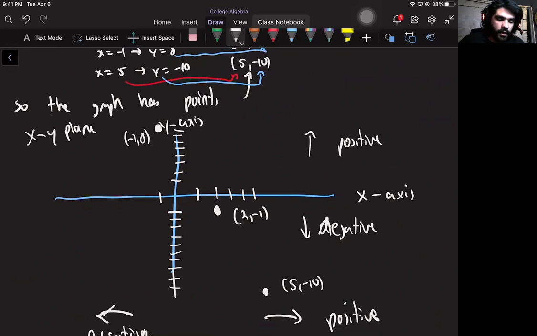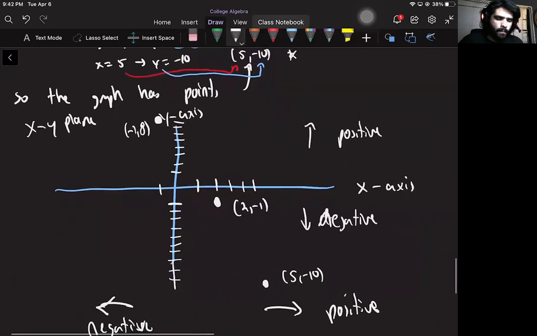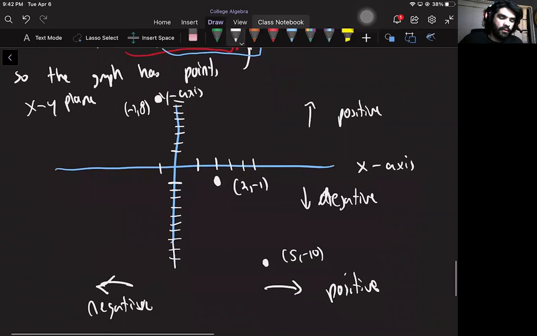The beauty of it is if you just label it, nobody will question if you counted correctly. So just label it what it's supposed to be. Okay. So I've graphed these 3 points. They are on the graph. That doesn't mean that this is the graph. I've just graphed 3 points.